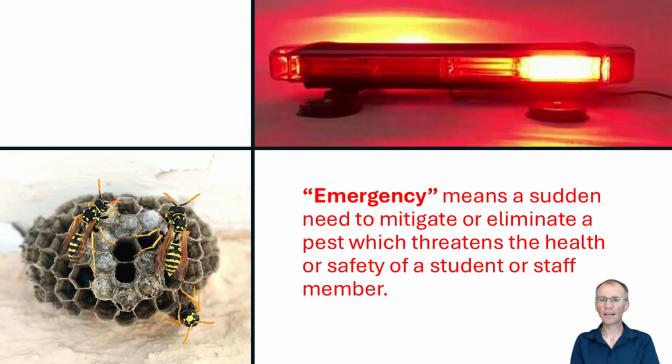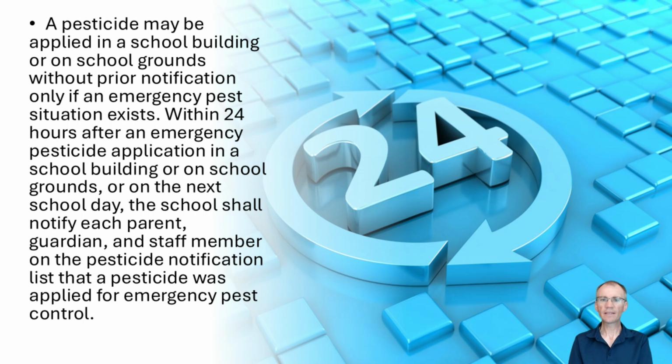Emergency means a sudden need to mitigate or eliminate a pest which threatens the health or safety of a student or staff member. A pesticide may be applied in a school building or on school grounds without prior notification only if an emergency pest situation exists. Within 24 hours after an emergency pesticide application in a school building or on school grounds, or on the next school day, the school shall notify each parent, guardian, and staff member on the pesticide notification list that a pesticide was applied for emergency pest control.